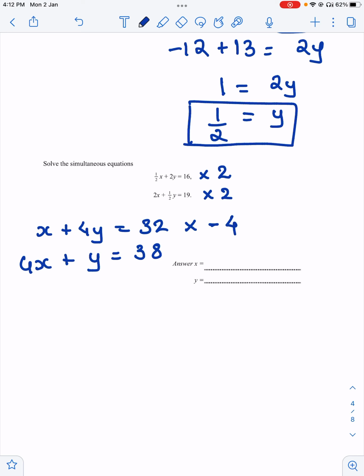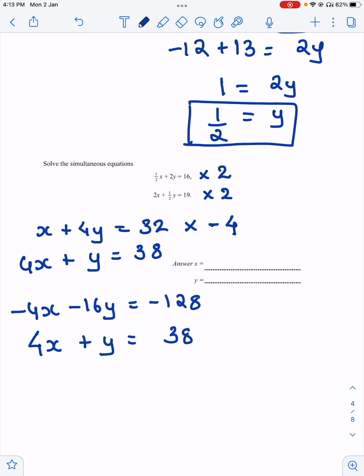Why do I multiply by minus 4? There are two reasons. One, if I multiply by 4 into x, I get 4x. But if I multiply by minus 4, here I will get minus 4x minus 16y is equal to minus 128, and 4x plus y is equal to 38. I haven't multiplied anything to this equation. So now why did I do minus 4? Because once I multiply by minus 4, I get the opposite sign, and with opposite signs you add. So this becomes very easy for me to solve.